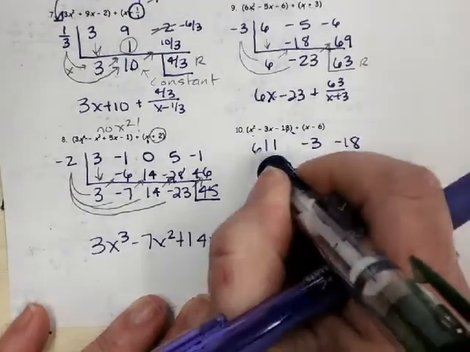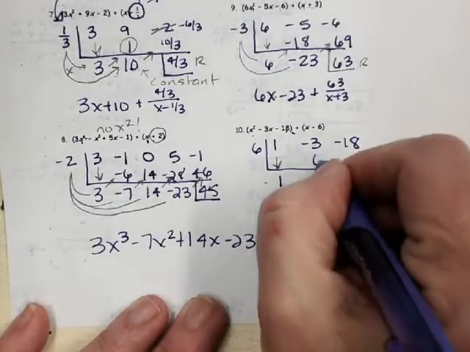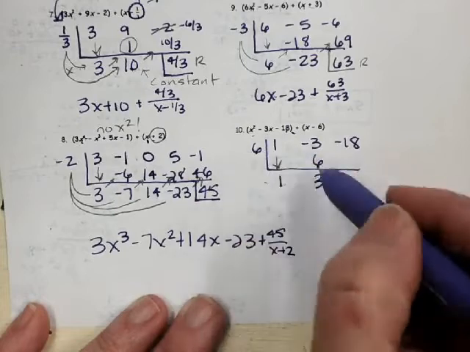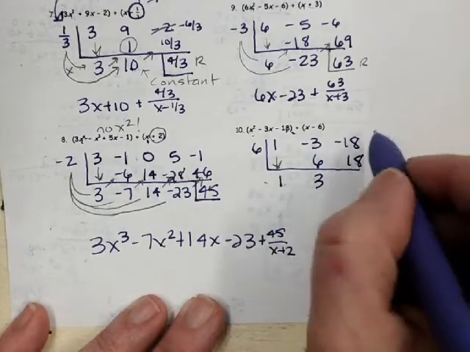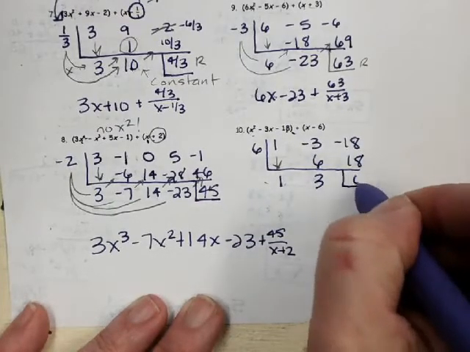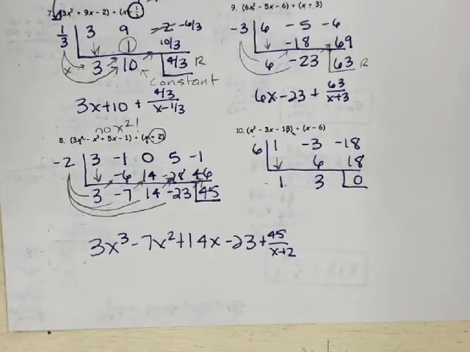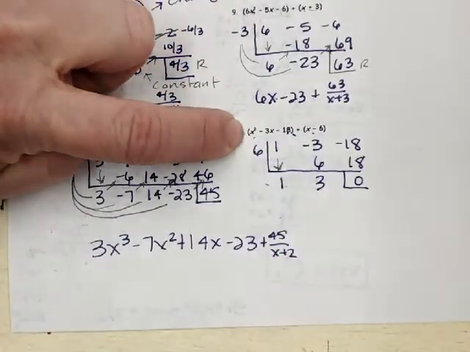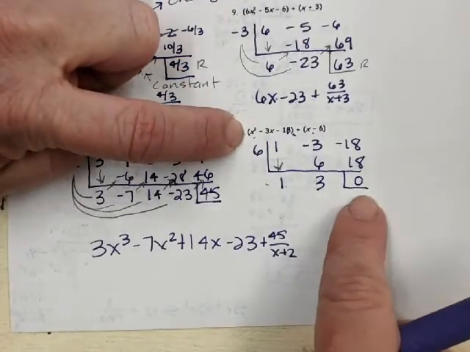And 6 times 1 is 6. Negative 3 plus 6 is 3. 6 times 3 is 18. And negative 18 plus 18 is 0. My remainder is 0. That means that this x minus 6 is a factor of x squared minus 3x minus 18, so I'm not going to have a remainder.